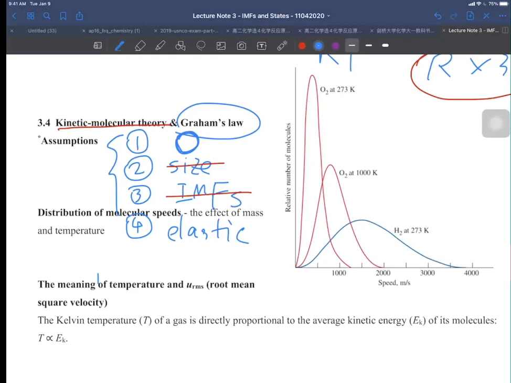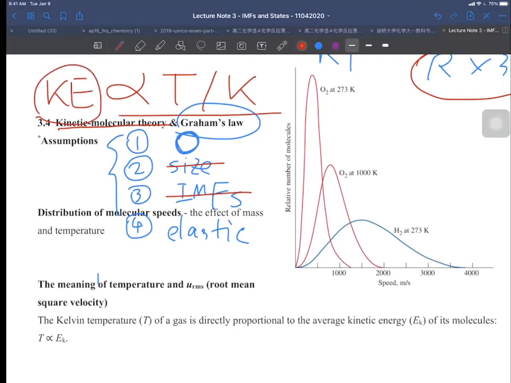With all of those four assumptions in mind, we get a very important conclusion: the kinetic energy of a gas is proportional to the temperature expressed in Kelvin. Kinetic energy is proportional to the temperature, no matter what type of gas. Basically, if two different gases have the same temperature, the kinetic energy of these two gases is the same. So this is the first point.